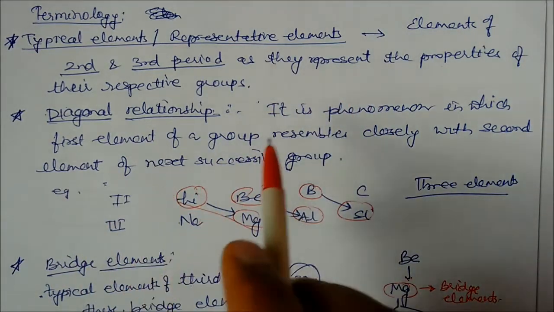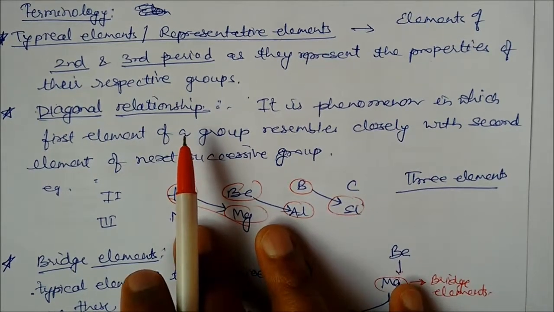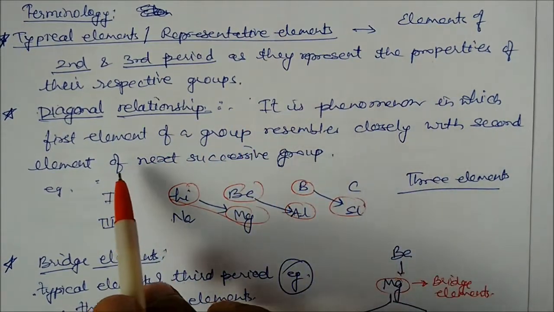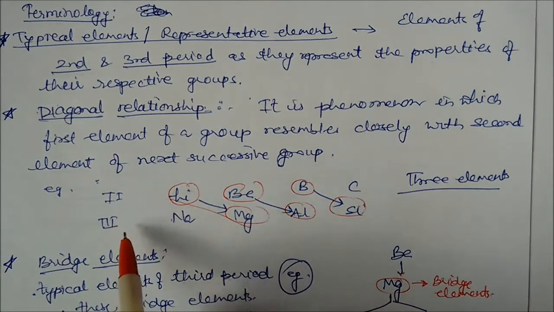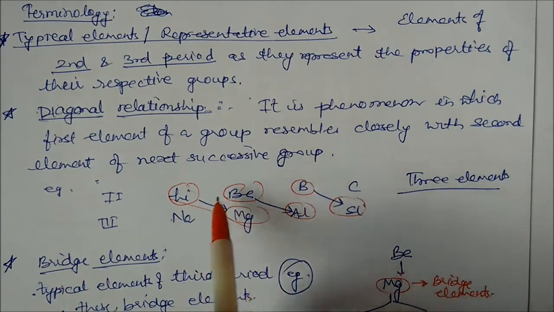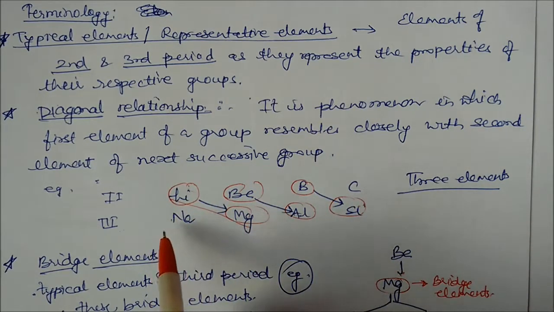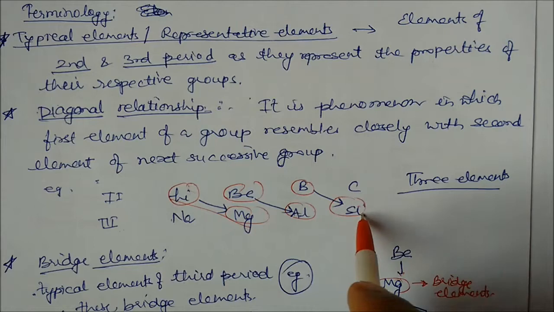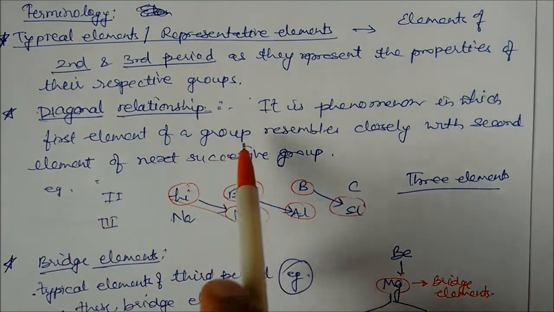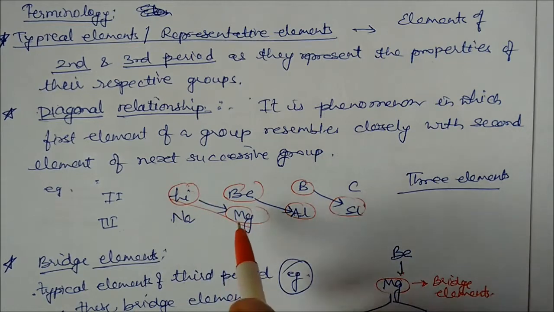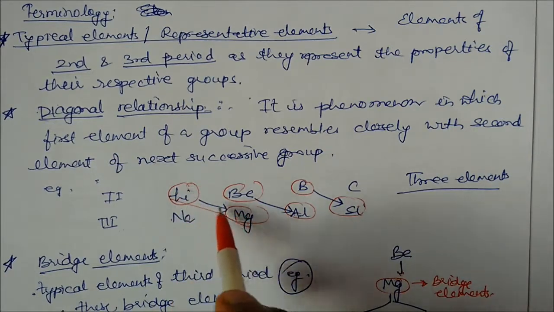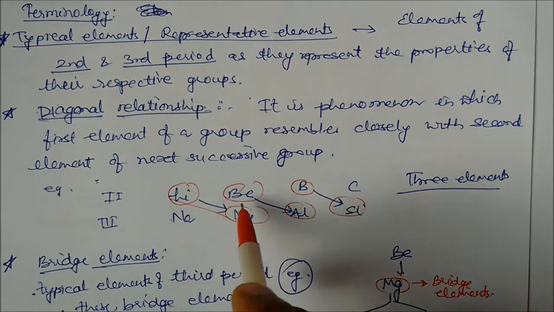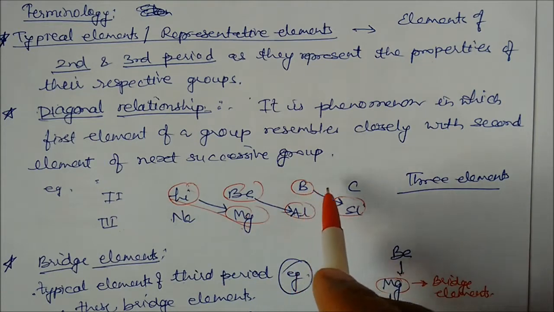What is diagonal relationship? It is a phenomenon in which the first element of a group resembles closely the second element of the next successive group. This often happens with the second and third period. So these are the first elements of the group in the second period, and these are the second period elements: sodium, magnesium, aluminum, silicon. The first element of the group resembles the second element of the successive group. So they have a similar relationship and their properties are also similar. Beryllium matches with aluminum, and boron matches with silicon.